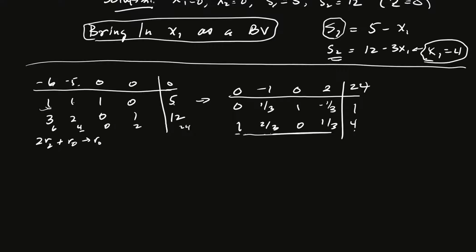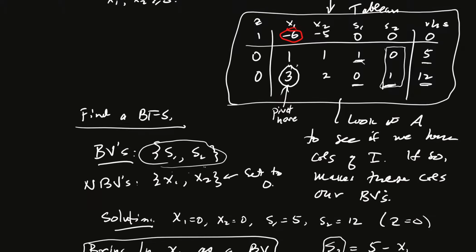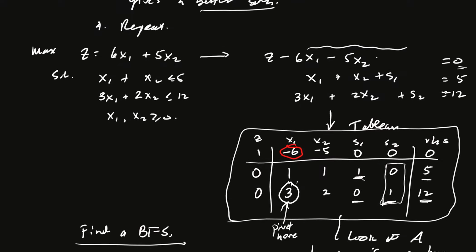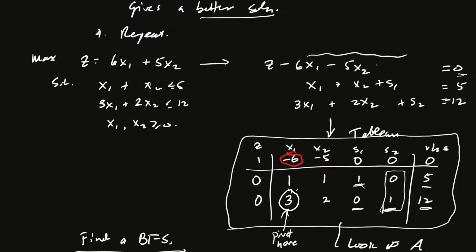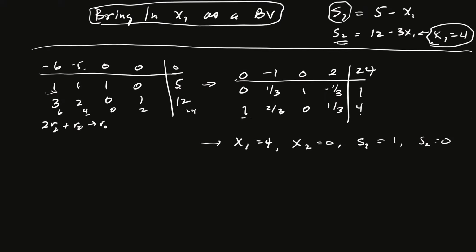So what do we have here? Is this checking out to be correct? So what is our z value? We have x1 equals 4, x2 equals 0, s1 equals 1, and s2 equals 0. Okay, so we didn't need to write this down, I just wanted to verify. And so just to verify the z value, z is equal to 6x1, x1 is 4, so that gives us 24. So that should be the correct value. Good.